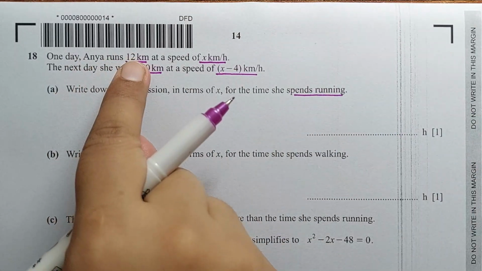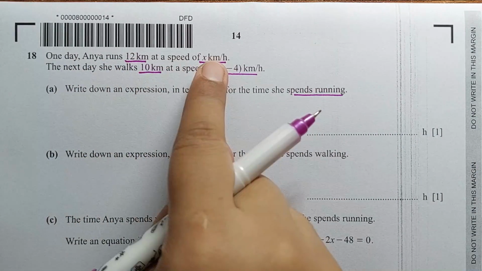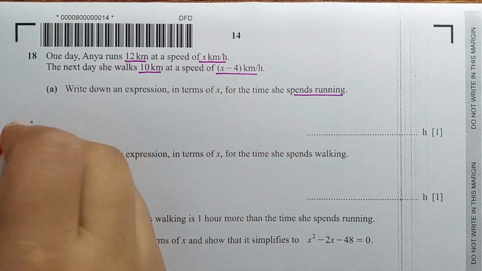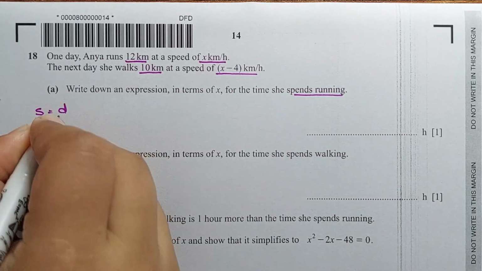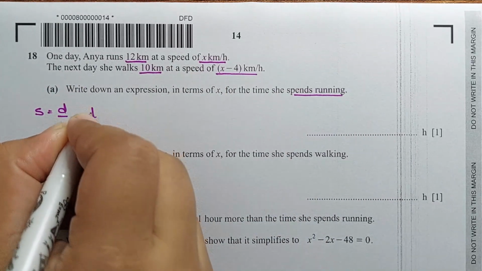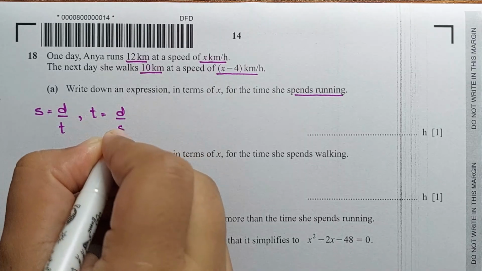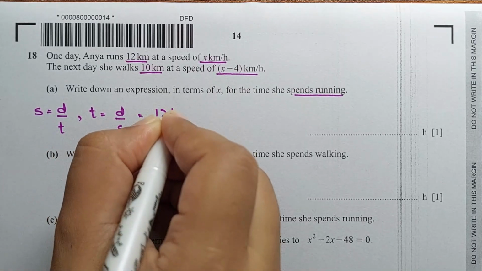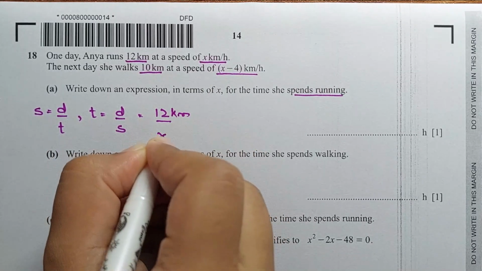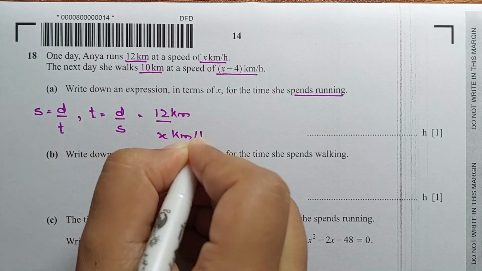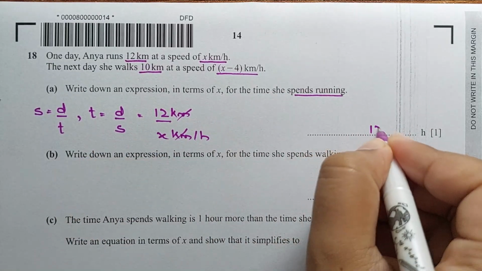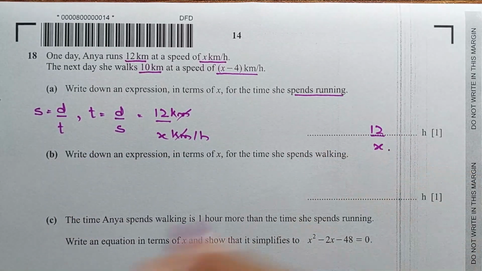On running, we have been given the distance and the speed. So the speed is distance over time, and the time is distance over speed. The distance is 12 kilometers and the speed is x kilometers per hour. The kilometers cancel out, so it is 12 over x hours.